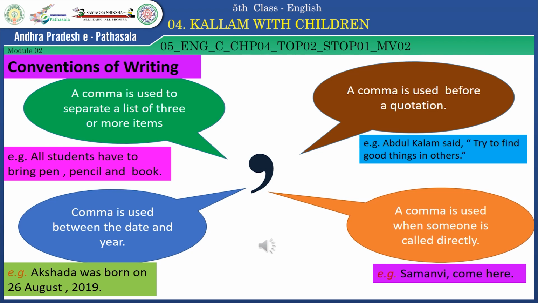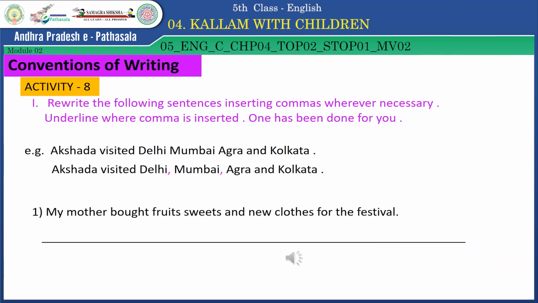Now jump into Activity 8. Reread the following sentences, inserting commas wherever necessary. Underline where the comma is inserted. One has been done for you. Example: Akshada visited Delhi, Mumbai, Agra and Kolkata. In this sentence, we have to use a comma. Let us observe. Akshada visited Delhi, Mumbai, Agra and Kolkata.